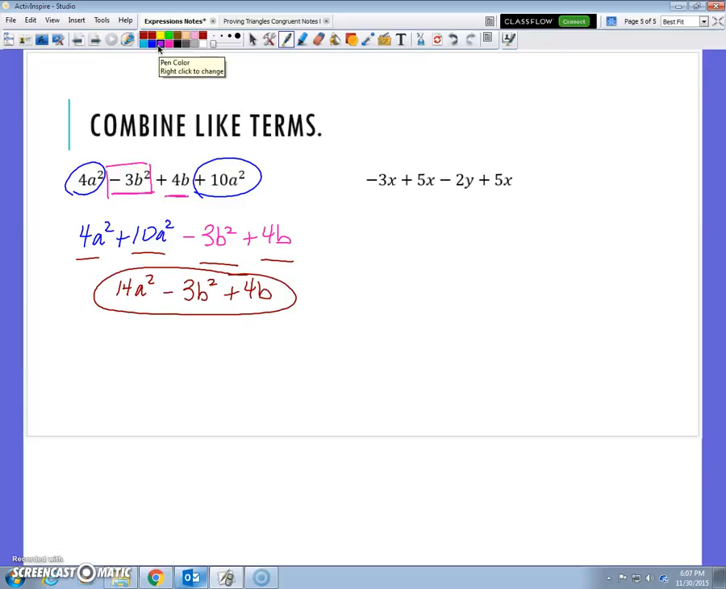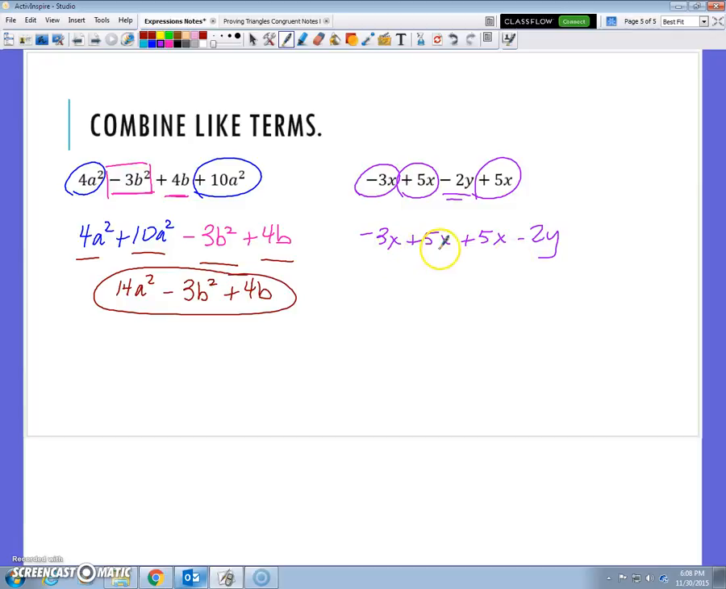And so finally, let's do this last problem here. I see negative 3x, a positive 5x, and another positive 5x. All 3 of those are like terms. Let's write those down first. And then I have this negative 2y, which doesn't have any like terms, so I can't be squeezing that in anywhere.